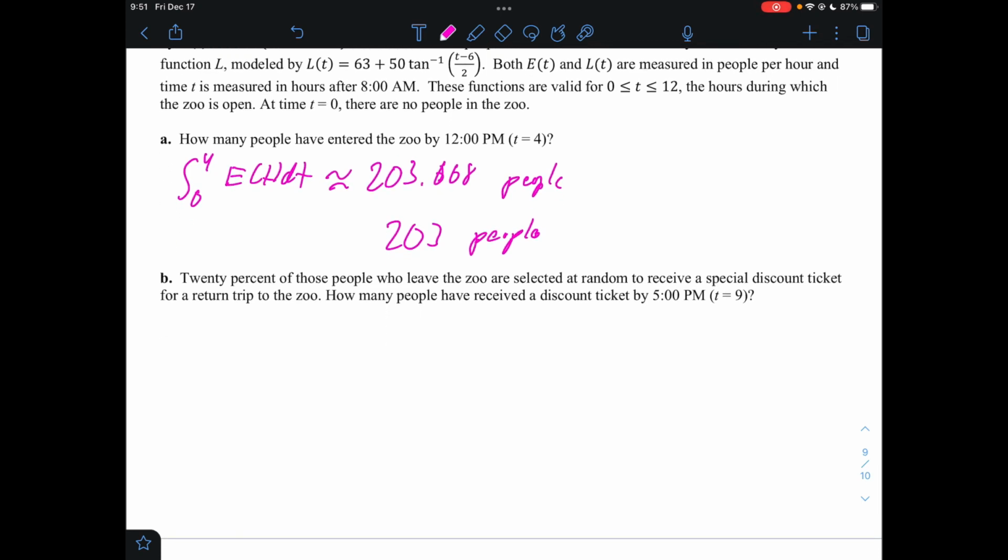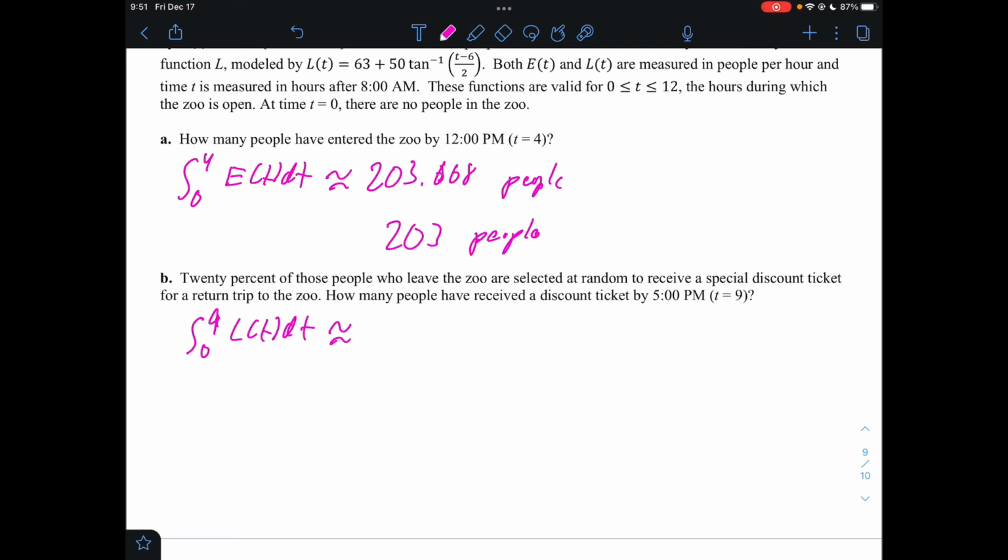20% of those people who leave the zoo are selected at random to receive a special discount ticket for a return trip to the zoo. How many people have received a discount ticket by 5 p.m., t equals 9? All right, so first of all, let's figure out how many people left the zoo. So left the zoo would be L of t. So the integral from 0 to 9 of L of t, again, use your calculator to do this, will be 79, sorry, I'm giving away the answer here.